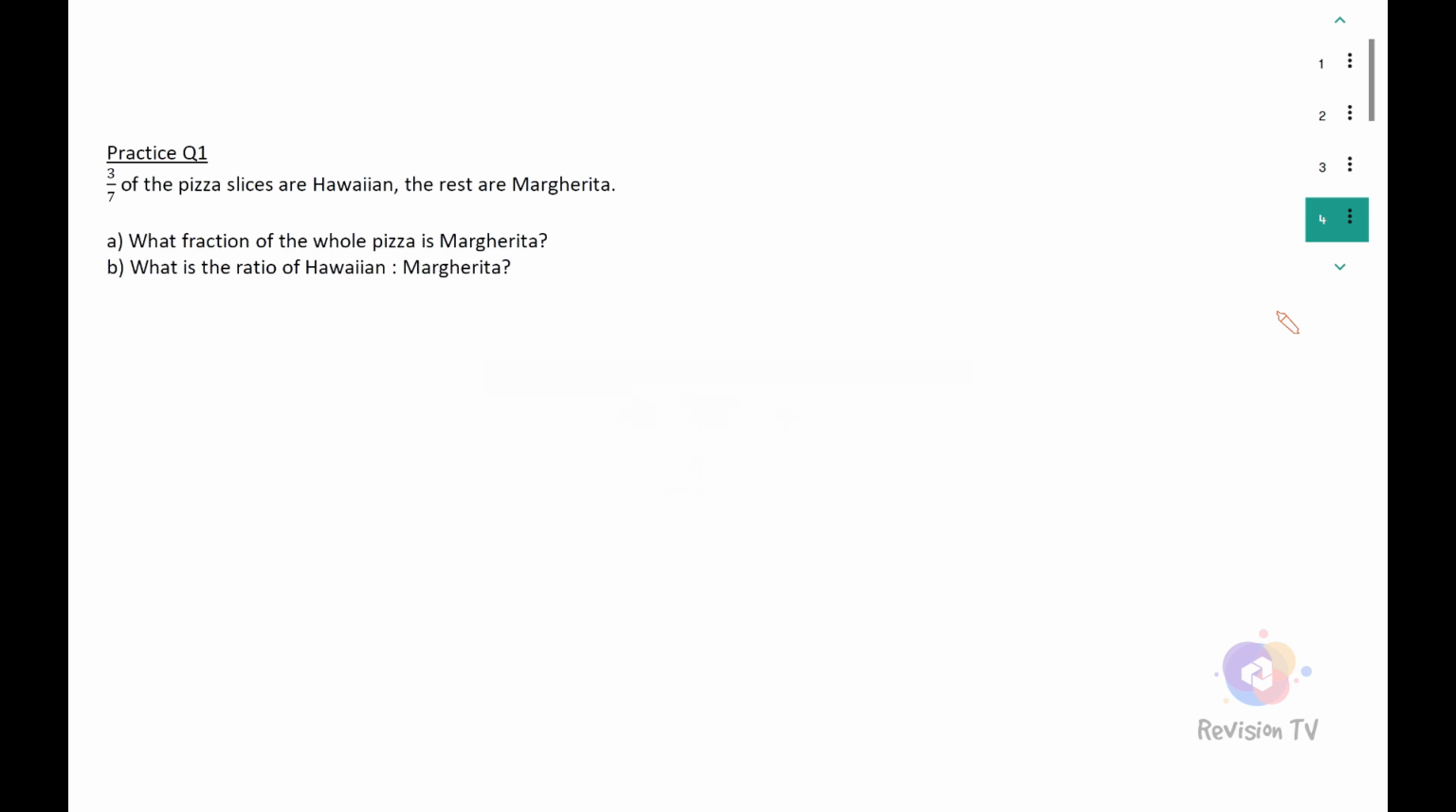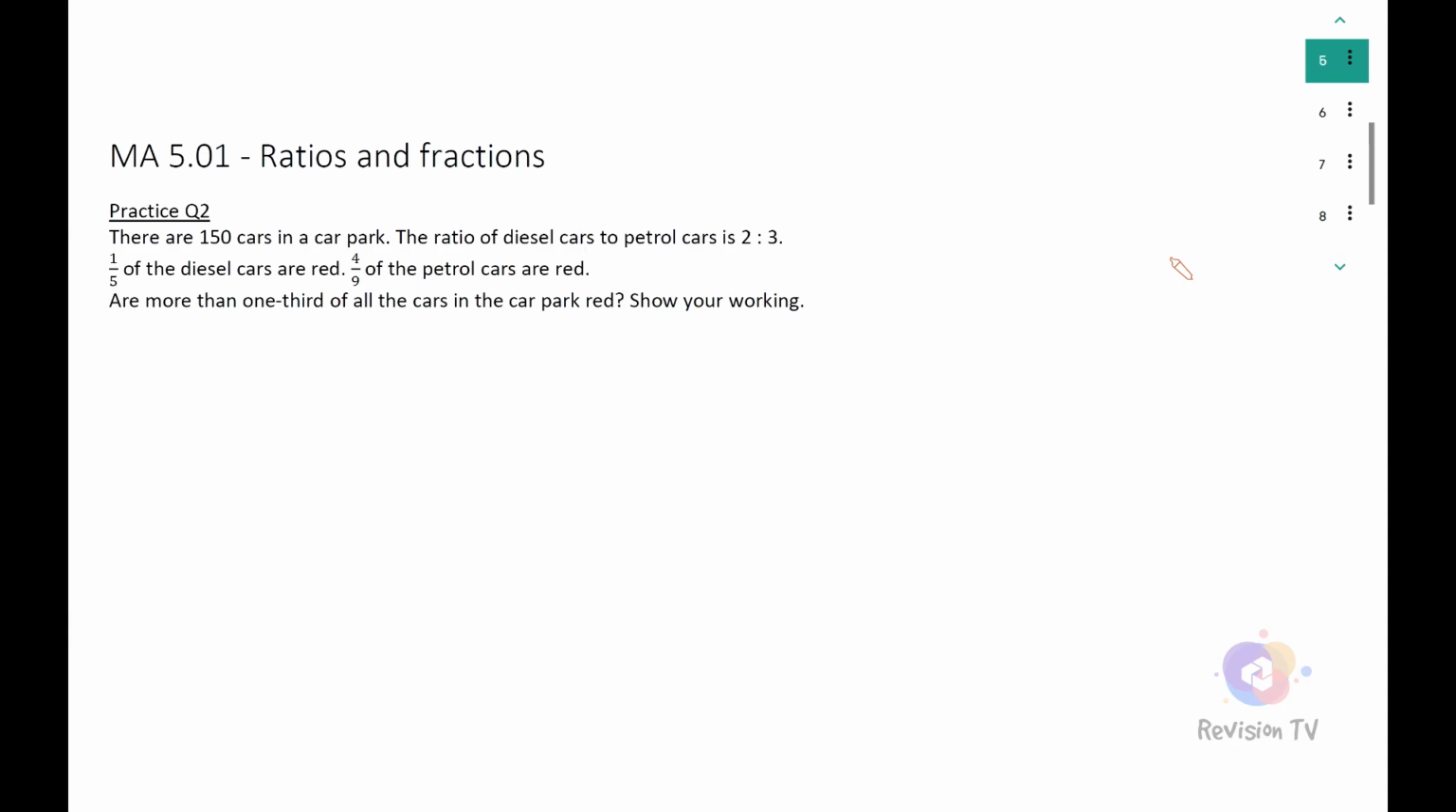Part A. What fraction of the whole pizza is margarita? So the whole pizza, 3/7 of the pizza slices are Hawaiian, the rest are margarita. So in total, there are 7 parts, 7 slices. So the rest will be 4/7. Part B. What's the ratio of Hawaiian to margarita? 3 to 4.